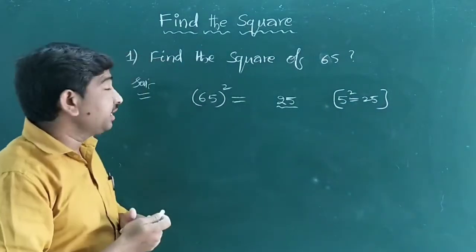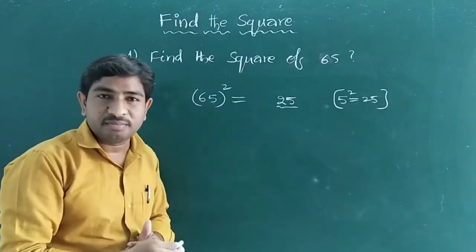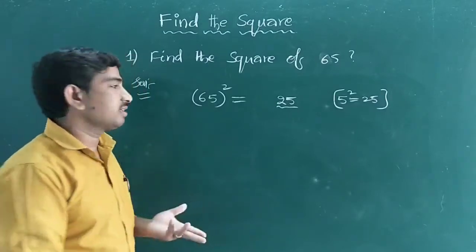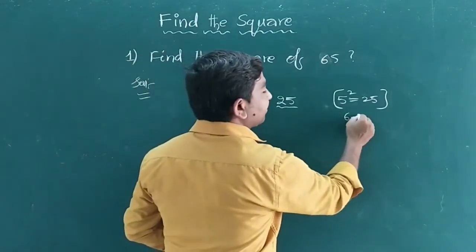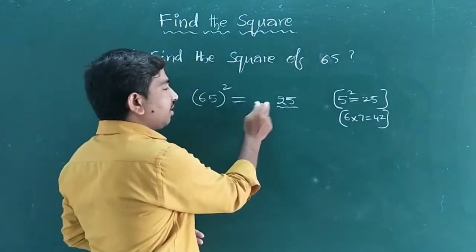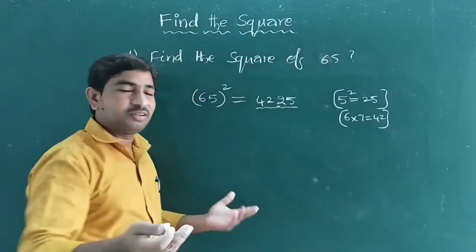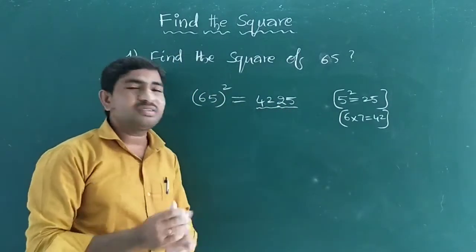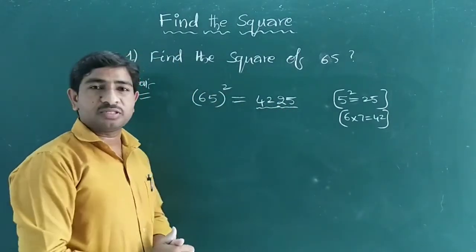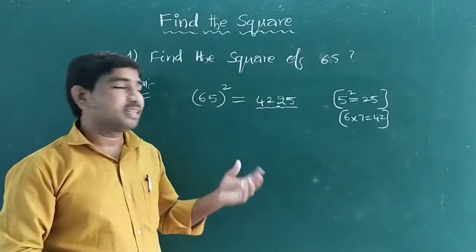And next, what we need to do? The tens place digit is 6, and the next number is 6 plus 1, that is 7. So 6 into 7 is equal to 42. This is the left side of the answer, that is 42. Therefore 65 whole square is equal to 4225. It is very easy and in a single step you will get the answer.